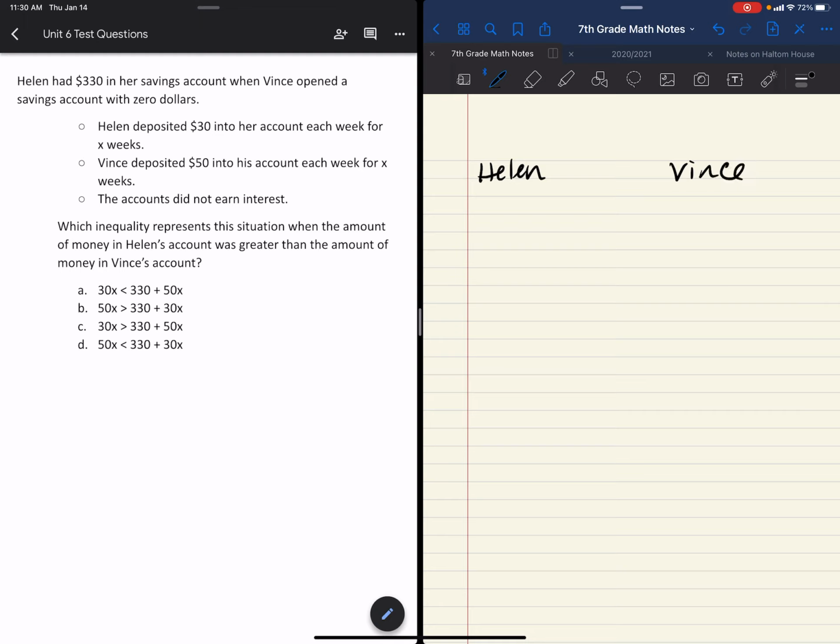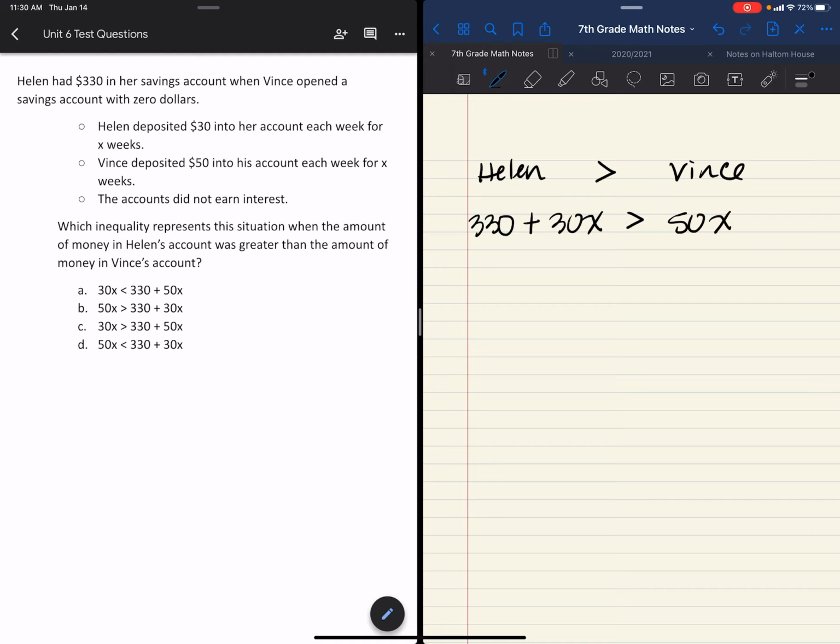I like to decide what each side of my inequality is going to be. Now, clearly, I know Helen has to be greater. So Helen already had 330. So 330 has to be already in there, plus the 30 each week, right? That has to be greater than, Vince did not have a starting balance, but he does deposit 50 each week.